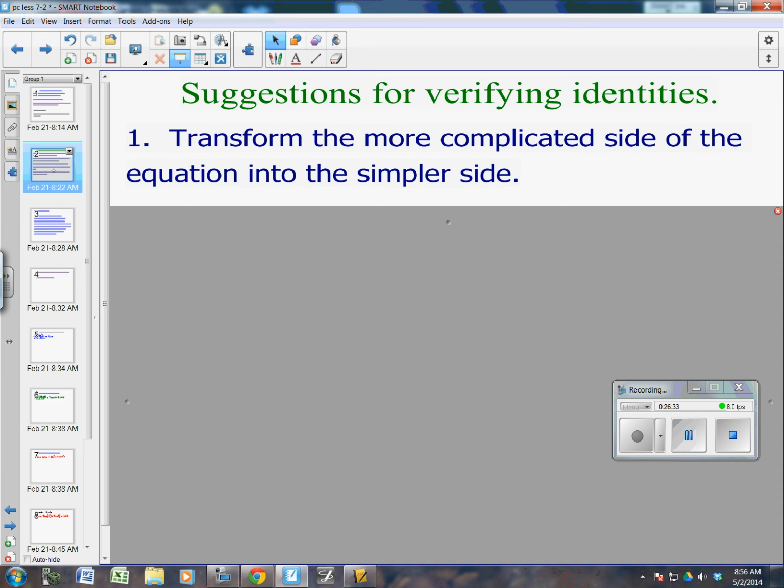So, right here, suggestions for verifying. I want you to start with number 1. I want you to write these down. Number 1: transform the more complicated side of the equation into the simpler side. In other words, start on the side that looks more difficult or longer. Sometimes they are both difficult, and it's hard to tell which side is more difficult, so you just start with either side. But most of the time, one side is long and one side is short. So you're going to start with the long side and simplify it to be the short side. That's what that means.